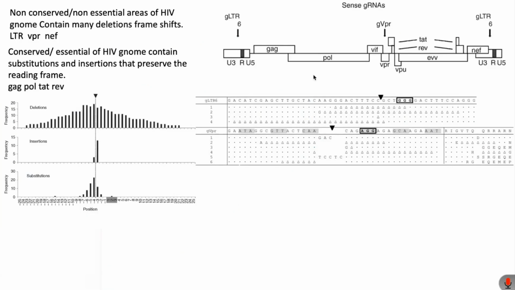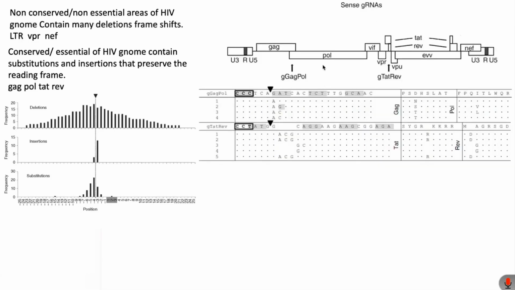Like, for example, if we target these non-conserved regions here, there will be plenty of deletion mutations found in the escaped viruses. This makes sense because these regions aren't entirely necessary and they're not fragile, so it doesn't matter if there's deletion mutations in them, the virus will be fine with this and it will escape readily.